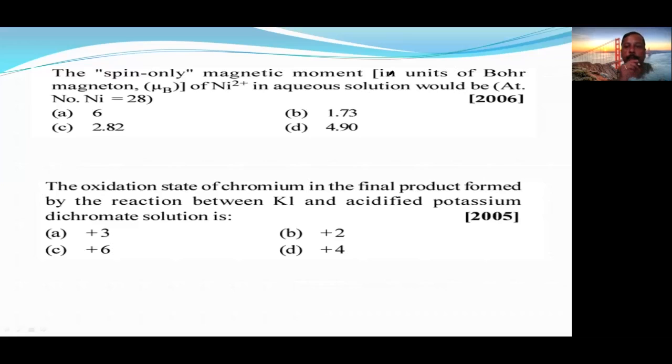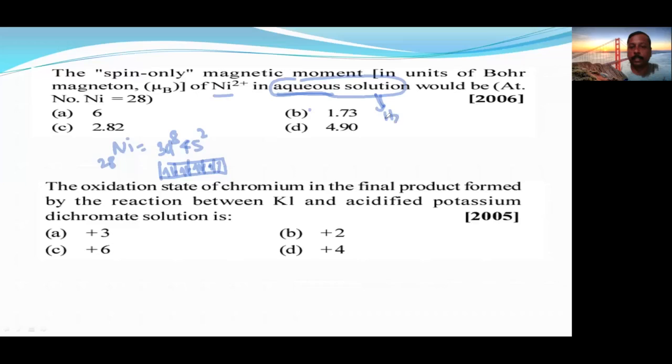The spin only magnetic moment of nickel 2 positive in aqueous solution. In aqueous solution, nickel 2 positive will be. Okay, so there may be a twist, so try to attempt it carefully. Listen now, nickel in aqueous solution. Aqueous solution means water is a ligand. What is the ligand? Water is a ligand and water is a weak field ligand.